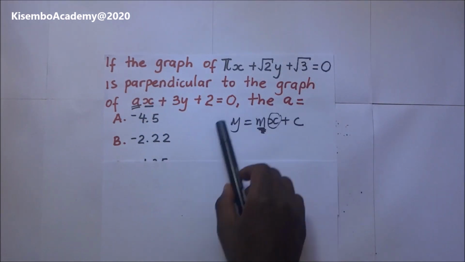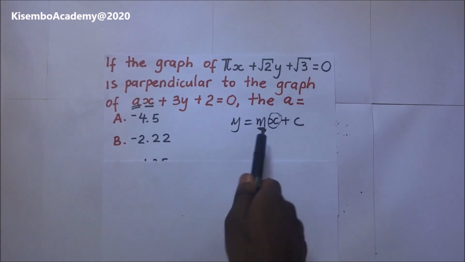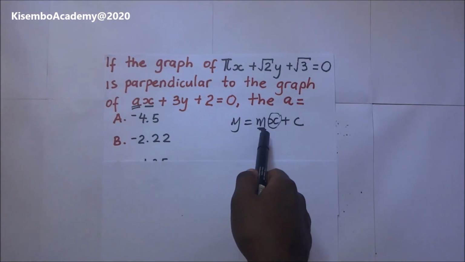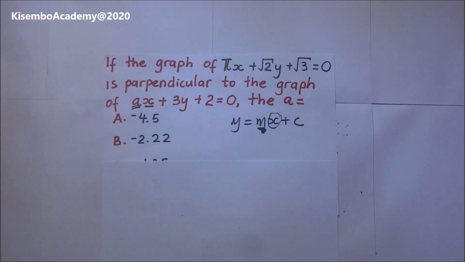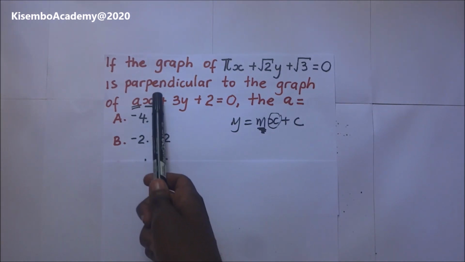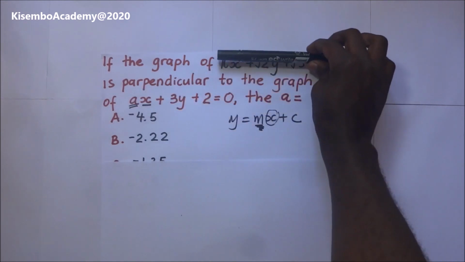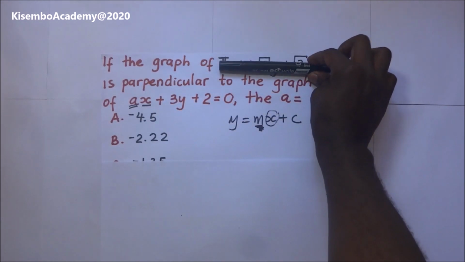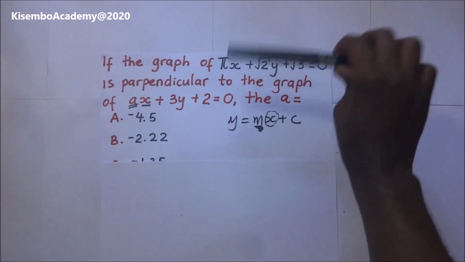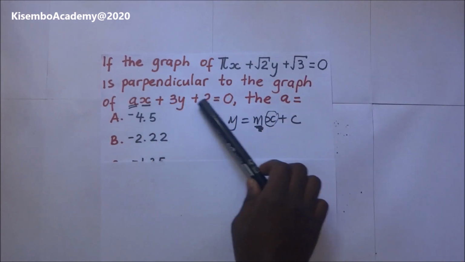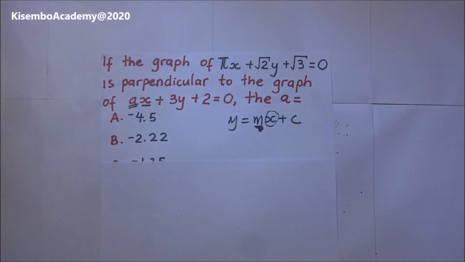Then we are also going to make this one look in this form y is equal to mx plus c, so that this m is put in perspective and we can easily identify the value of m. Then since this one and that one are perpendicular, it means that the gradient of this equation is the negative reciprocal of this. So let's get started with the working.